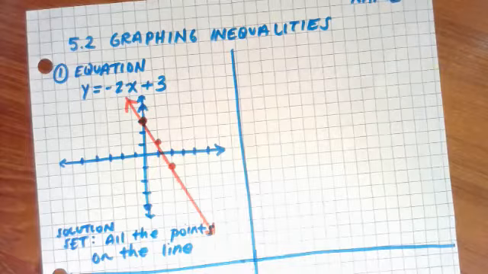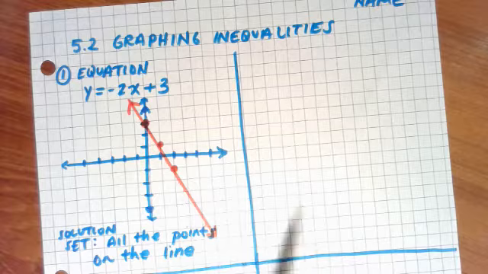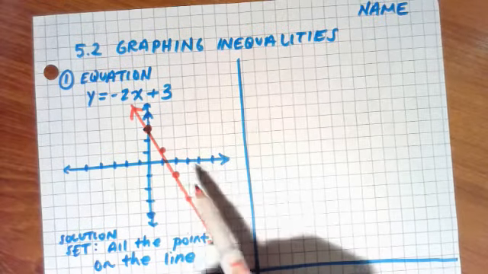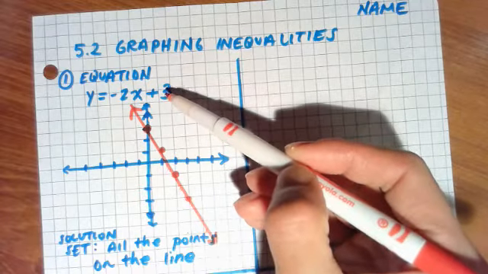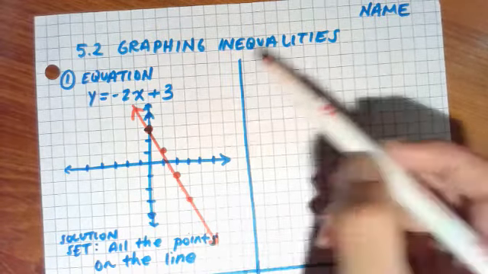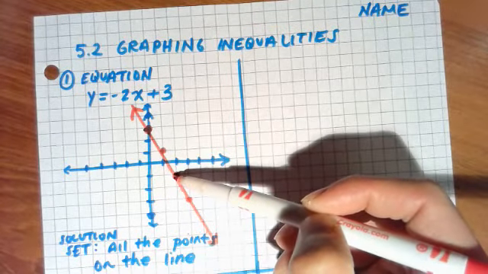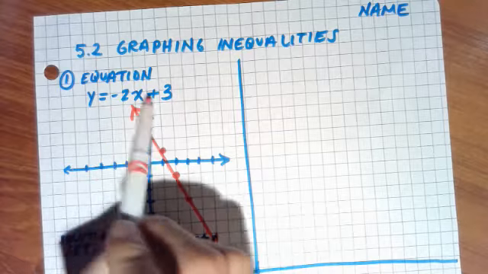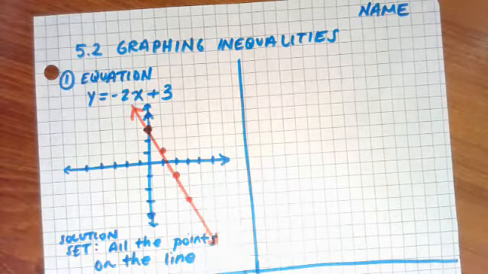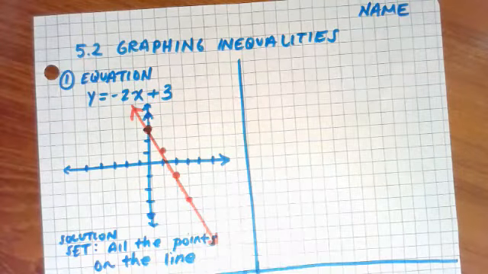What that means is if I took any point that's on this line and I plugged in the x and y values of that point into this equation, I would get a true statement. So for example, this point that I'm touching right here has an x of 2 and a y of negative 1. So if I plug in an x of 2 and a y of negative 1 here, I would get a true statement. And I could do the same thing for any other point, the infinite number of points on this line.